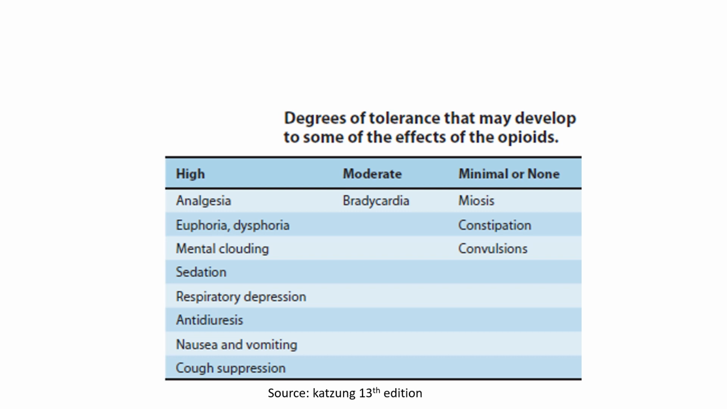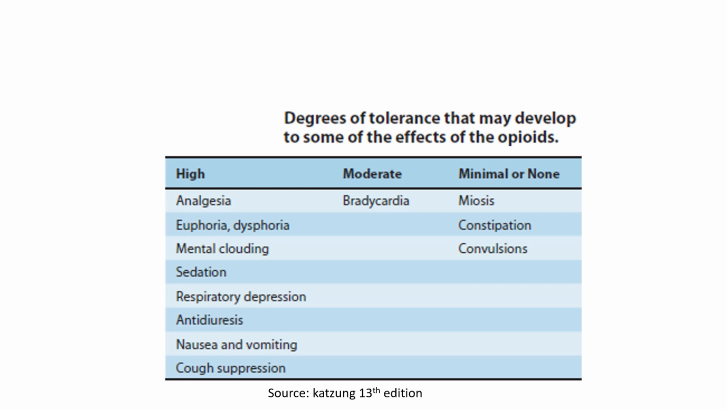There are certain actions for which tolerance develops, and there are certain actions for which tolerance doesn't develop. High tolerance is seen for analgesic action, euphoria, dysphoria, sedation, respiratory depression, antidiuresis, nausea and vomiting, cough suppression. So these actions are more prone to development of tolerance, whereas no tolerance is seen for miosis, constipation, and convulsions. Even though the patient takes opioid for a very prolonged time, these actions, miosis, constipation, and convulsion, don't show any tolerance.